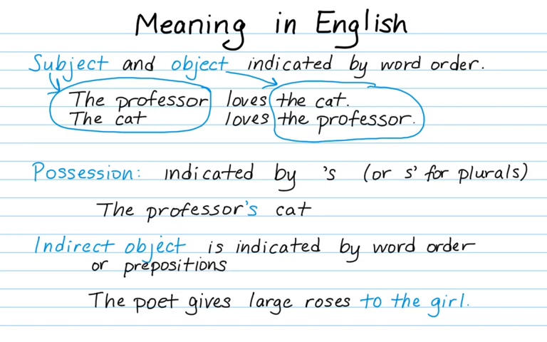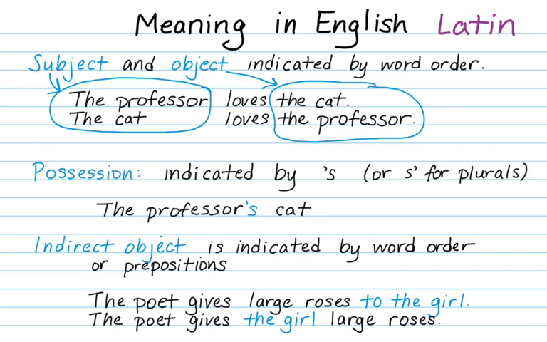You can say the same thing with different words in a slightly different order. The poet gives the girl large roses. In this sample sentence, without the preposition, the indirect object comes immediately after the verb, and the direct object comes after the indirect object. You understand, based on your knowledge of English, that in this sentence, the large roses are directly receiving the action of the verb, and the girl is indirectly affected by the action of the verb.